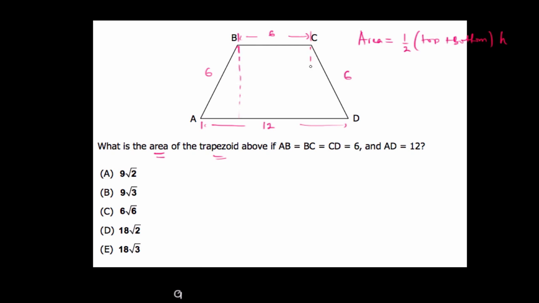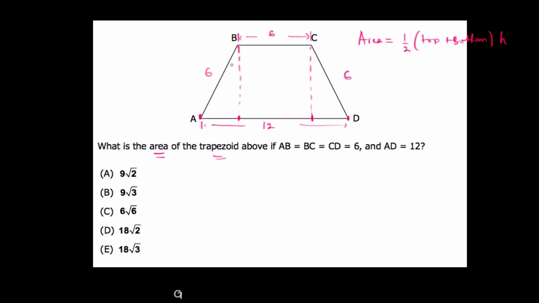Now what you'd observe in this trapezoid is that the length from here to here is 6, the length from here to here is 6, and from here to here is also 6. So that tells you that the trapezoid is symmetric. So I'm going to draw a line from here and a line down here. When I say something is symmetric, I mean that the distance from here to here is going to be the distance from here to here.